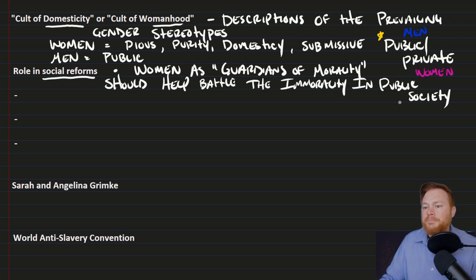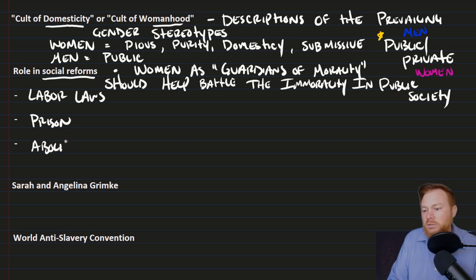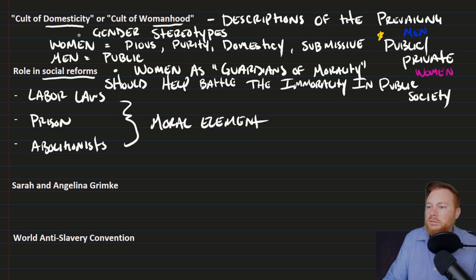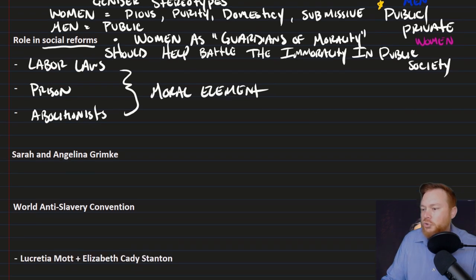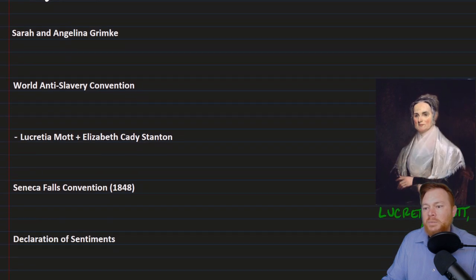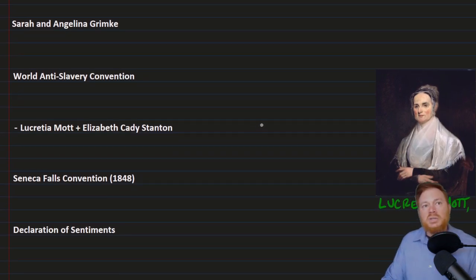And so these ideas related to domesticity and womanhood could actually be used by reformists to boost their position in some of these reforms. And again, some of these reforms, we talked about some of them earlier, but they're worth mentioning again. Things like labor laws, things like prison reform. We talked about temperance earlier, abolitionist movement. I mean, all of these things had a moral element. And when it came to issues of morality and immorality, that's what the culture had designated to the womanly arena.